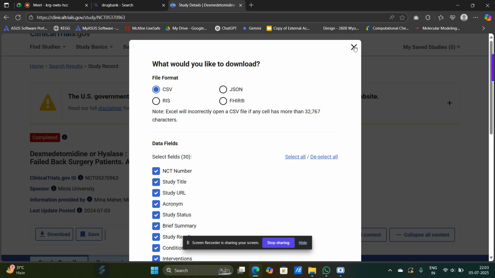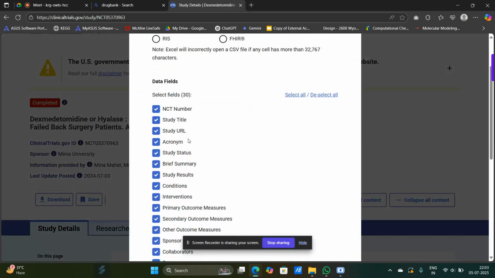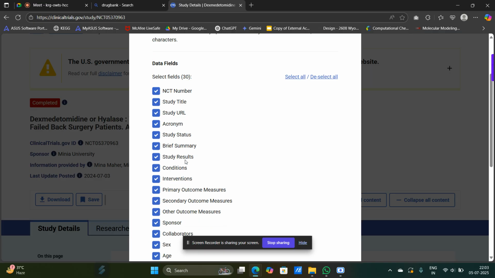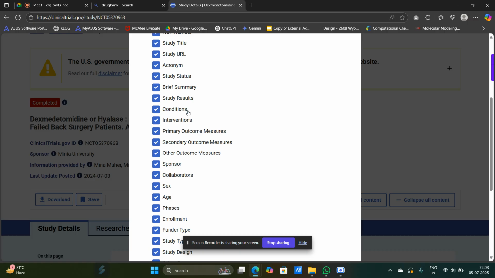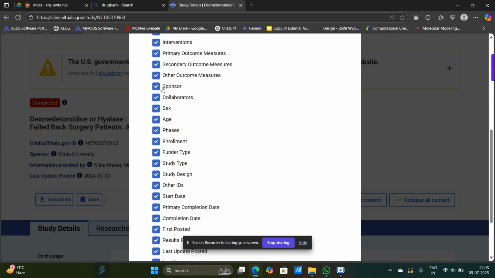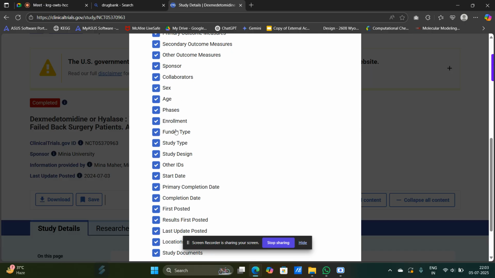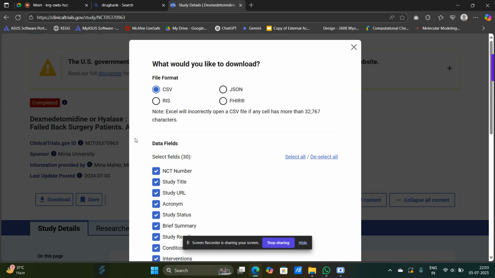See, if I want to download this clinical trial data, I have got the title, URL, status, and summary of the trial, result of the trial, the conditions, interventions, and also the outcome measures, who the sponsors for the clinical trial are, collaborators, age. Again, you have a lot of information here.